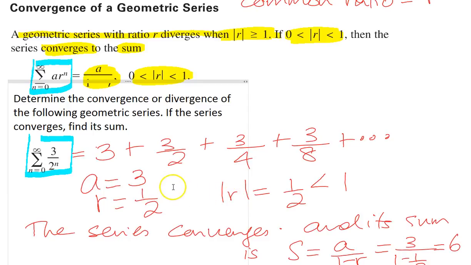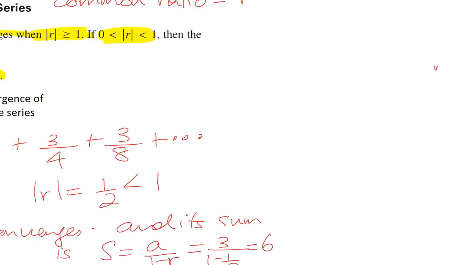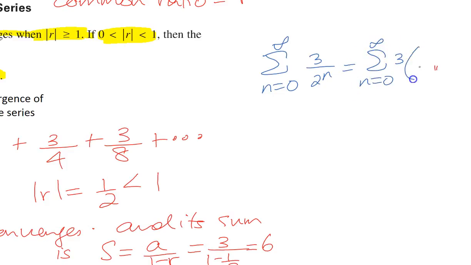If you have trouble coming up with a and r, why don't you rewrite it like this? Let me show you. The question says sigma n equals 0 to infinity of 3 over 2 to the n. Can we rewrite this as 3 times 1 over 2 to the n? Isn't that 1/2 to the power n? So that clearly shows you a is 3, r is 1/2. You can come up with r that way.